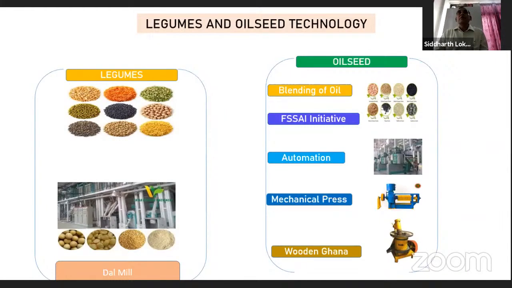Whenever you are dealing with legumes and oilseeds as a subject, at that time you can create your own business in this particular segment with the help of the requirements available for this food business.